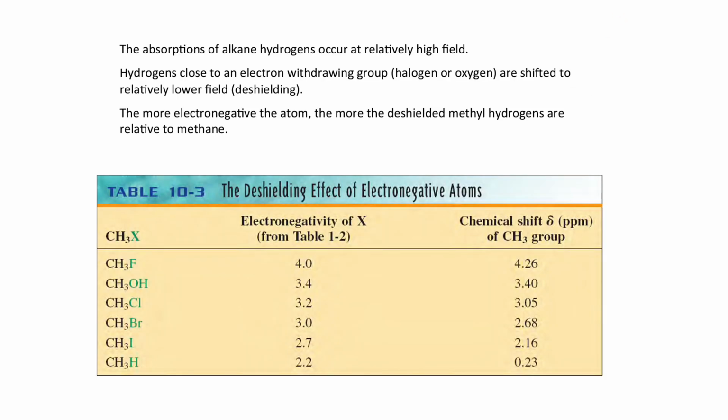So the absorption of alkane hydrogens occurs at a relatively high field. Hydrogens close to an electron withdrawing group like halogens or oxygen are shifted to a relatively lower field, which means that they are de-shielded. So the more electronegative the atom, the more de-shielded the methyl hydrogens are relative to methane. Here's a table with values for chemical shift for each group. With the fluoride group, the chemical shift of the CH3 would be 4.26, and with iodine it would be 2.16.